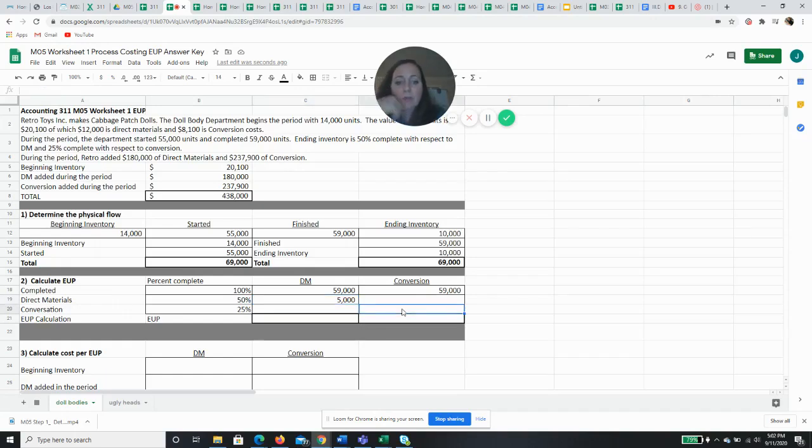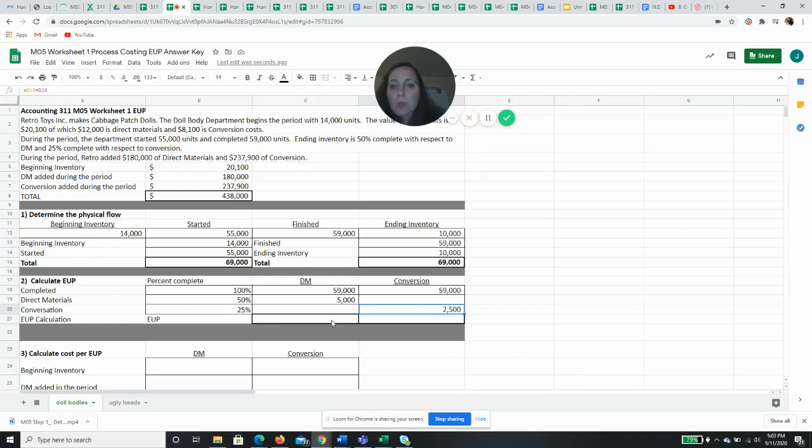All right, so we're going to do the same thing for conversion. We still have 10,000 units, incomplete units, sitting in ending inventory, times, these are 25% complete. So our EUP is 2,500 for the amount of direct labor and factory overhead conversion that we've added to WIP, that's sitting in ending inventory. We could have completed 2,500 units. Instead, we have 10,000 incomplete, but our EUP is 2,500.